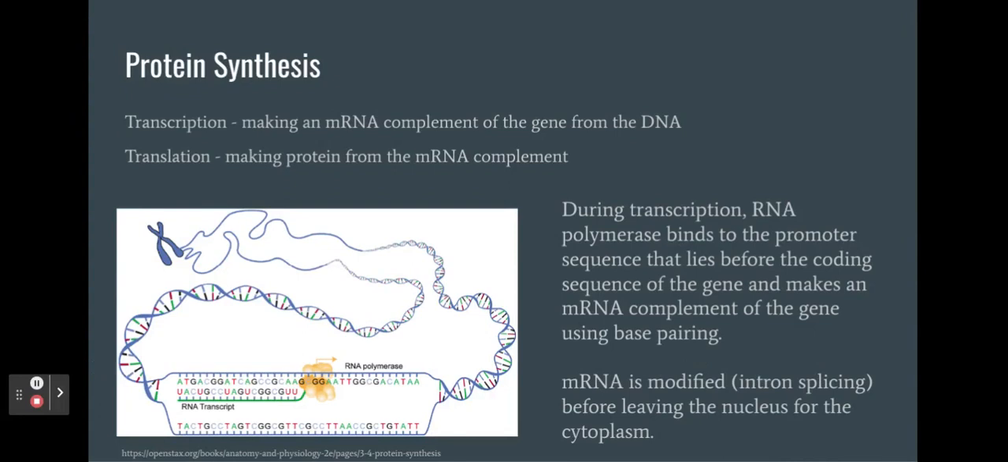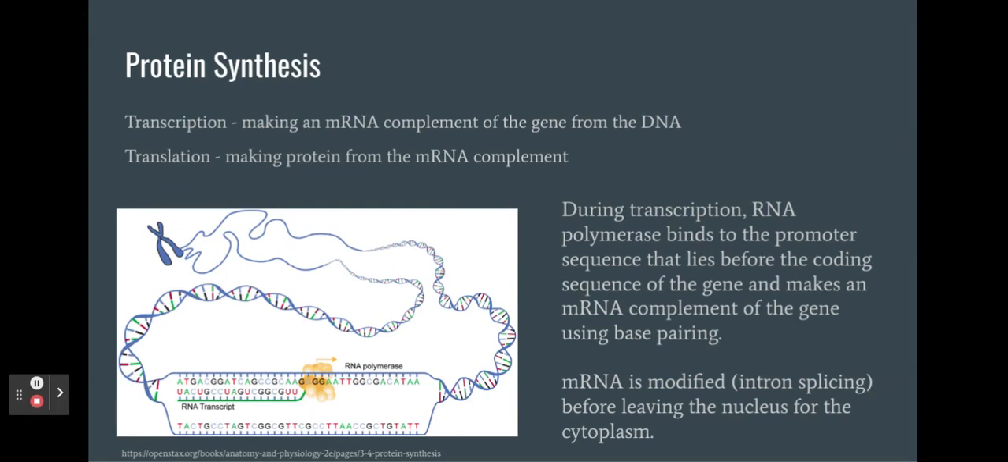Protein synthesis consists of two phases, transcription and translation. During transcription, a messenger RNA complement of the gene is made. To do this, an enzyme called RNA polymerase recognizes a DNA sequence that lies ahead of the gene and binds to it. It then initiates making an mRNA complement of the gene.